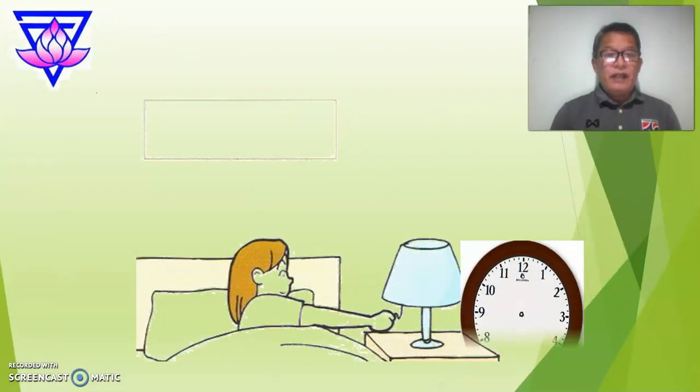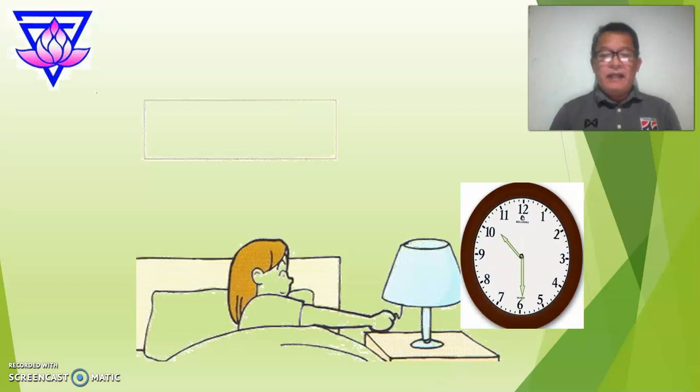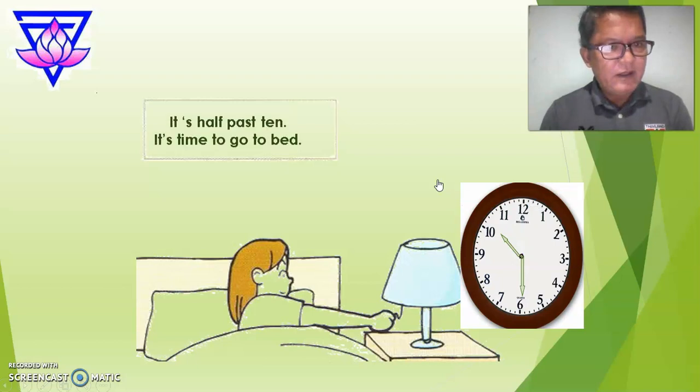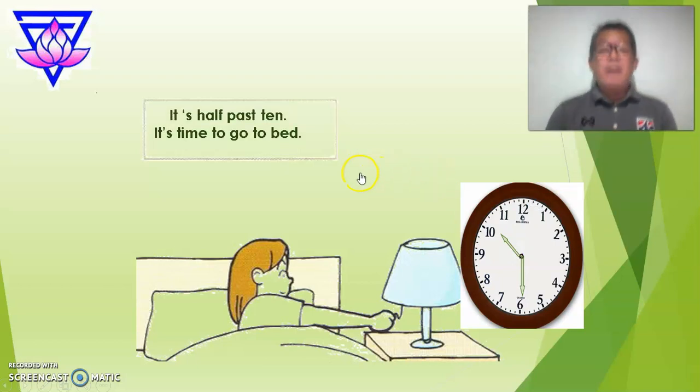And the last one is, what time is it? The long hand is on the 6 and the short hand is past 10. What time is it? I can't hear you, okay? Again, what time is it? It's 10:30. It's time to go to bed.